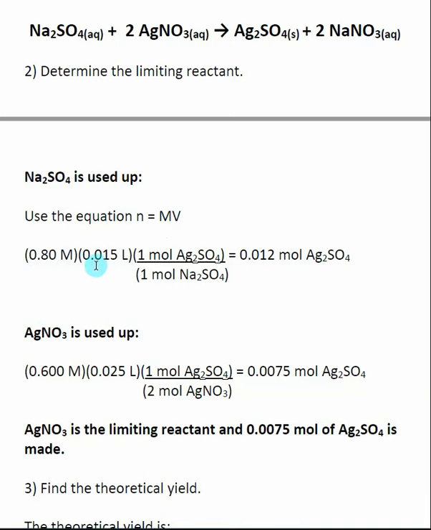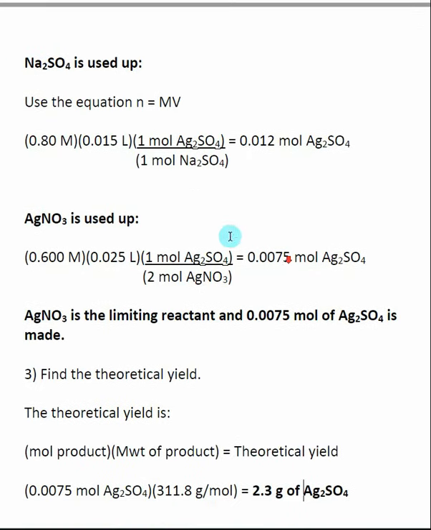These two numbers multiplied together give me the number of moles of sodium sulfate that I'm putting into the reaction. I then need to use the mole ratio to figure out how many moles of product would be made if I used up all my sodium sulfate. I go to my reaction and I see that it is a 1-to-1 mole ratio. For every 1 mole of sodium sulfate I use up, I make 1 mole of silver sulfate. So when I do this calculation, if I use up all of my sodium sulfate, I will make 0.012 mole of silver sulfate. So this is part of the equation.